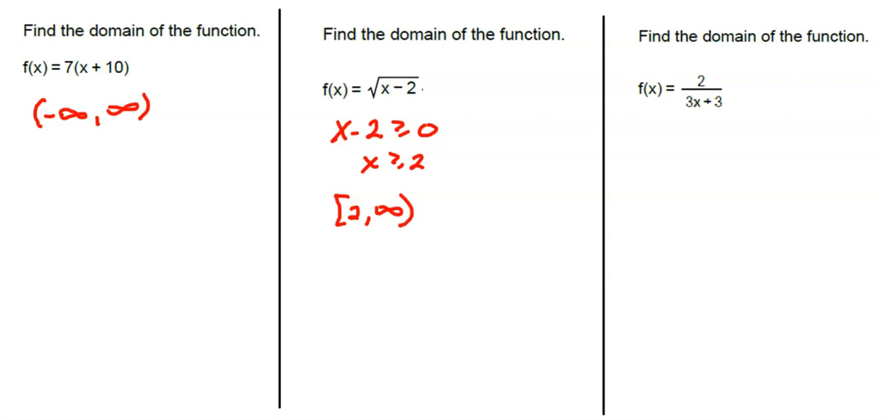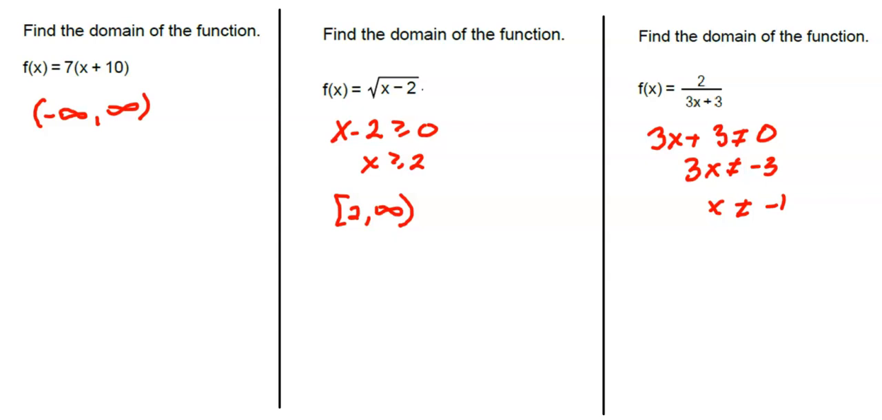The third function is a rational function. A rational function has a restriction in that the denominator of the function can never be 0. So we know that the 3x plus 3 cannot be 0, which means the 3x can't be negative 3, or x can't be negative 1.